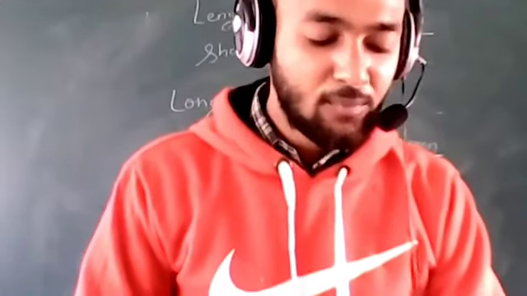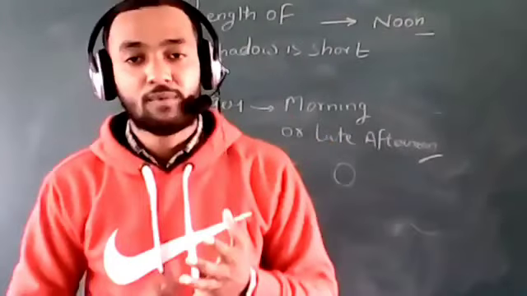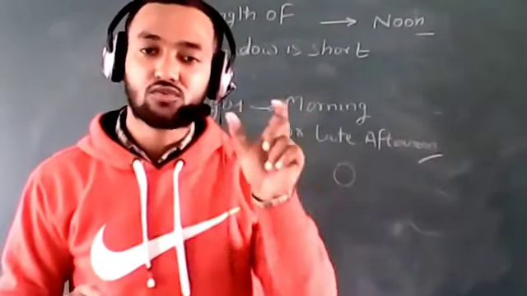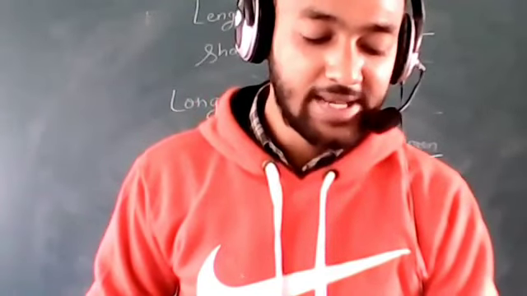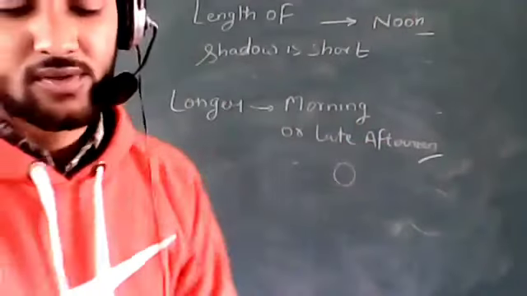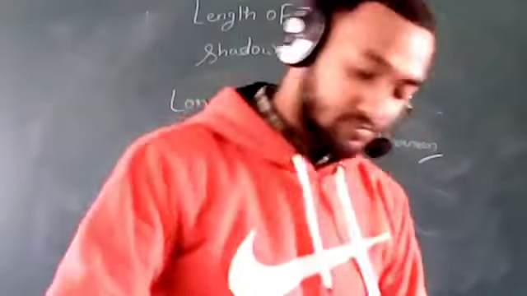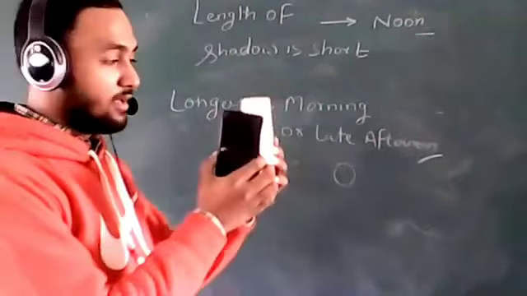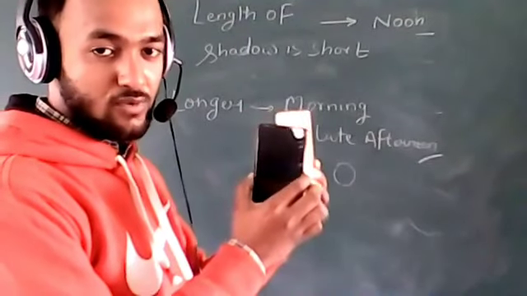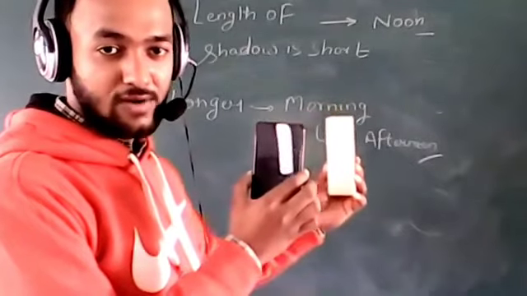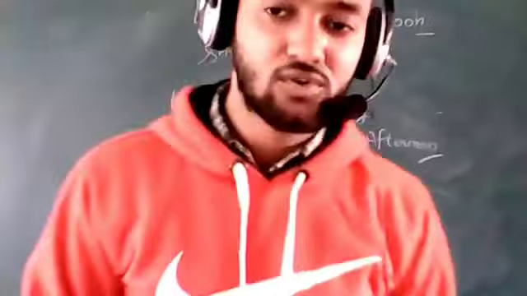The size of a shadow depends upon the distance between the object and the source of the light. As the distance between the source of light and the object increases, the size of the shadow decreases. See here, it is close to the light source and the object, so the shadow formation is big. If we move the object away from the light source, you can see the size of the shadow decreases. You can do this experiment by yourself at home.